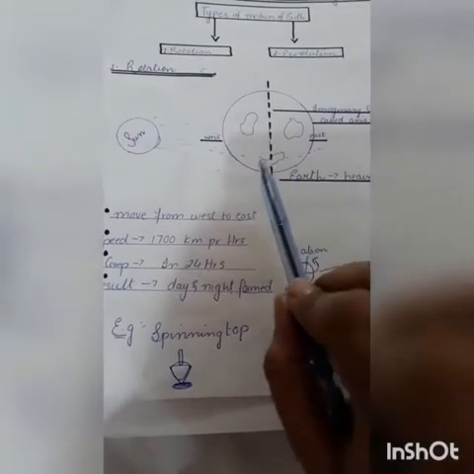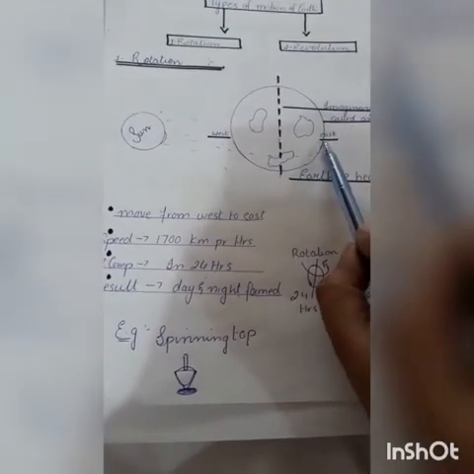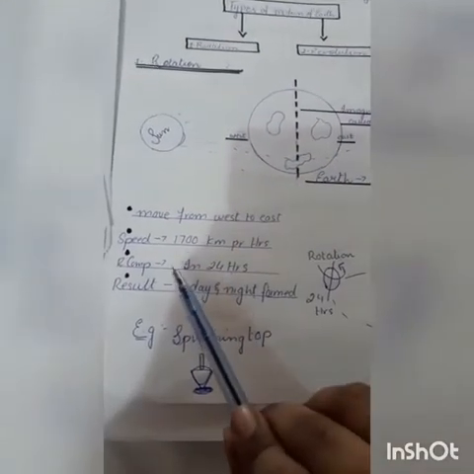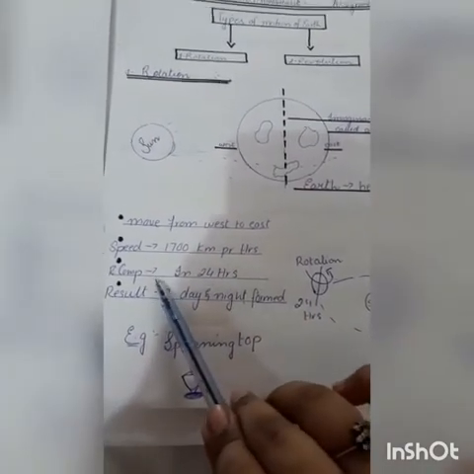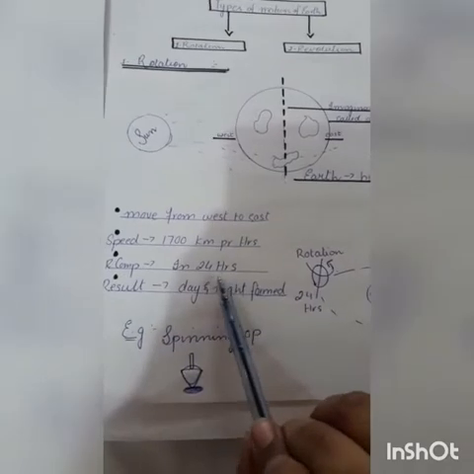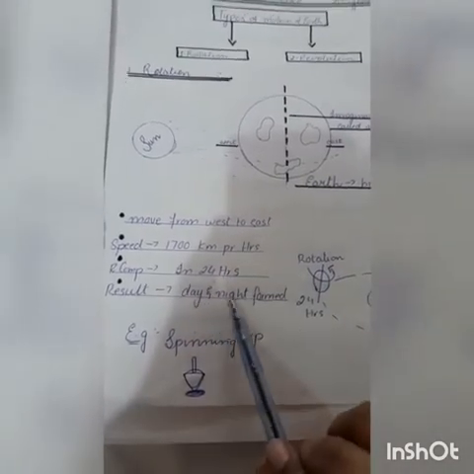So is it clear that rotation is when the earth moves around its axis? This is called rotation and this is always from west to east and it takes the speed of 1700 km per hour and it completes its full rotation in 24 hours, and as a result day and night are formed.